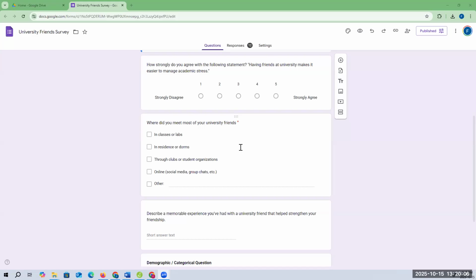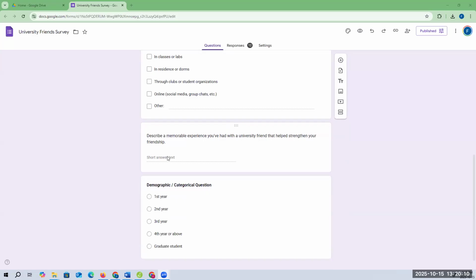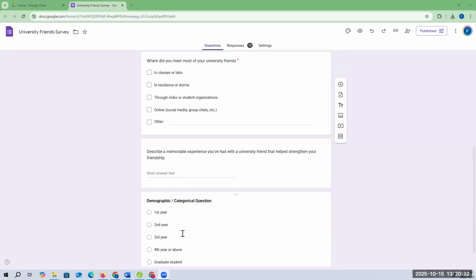But Google Form is not as sophisticated as SurveyMonkey, I believe. And here you have a text question: describe a memorable experience you had with a university friend that helped strengthen your relationship. Here you can enter text, and that could be related nicely for thematic analysis. It's a form of analysis in surveys. And demographic: are you first year, second year, third year, fourth year or above, or graduate student?